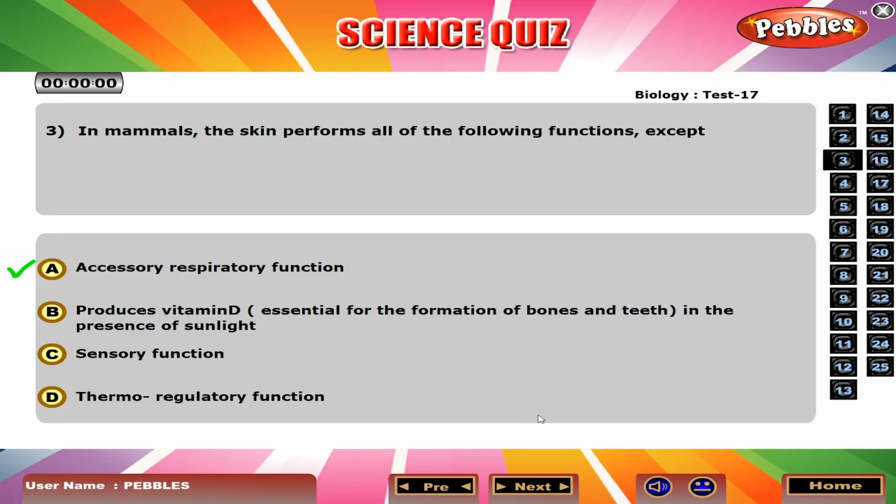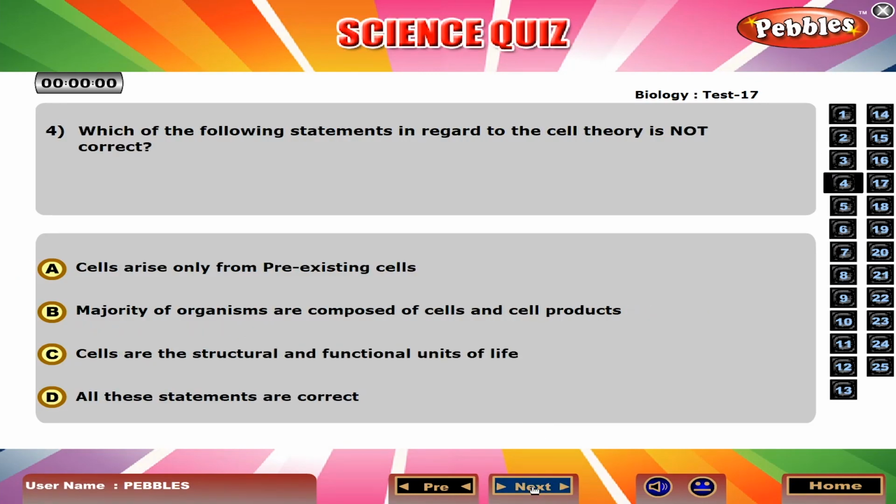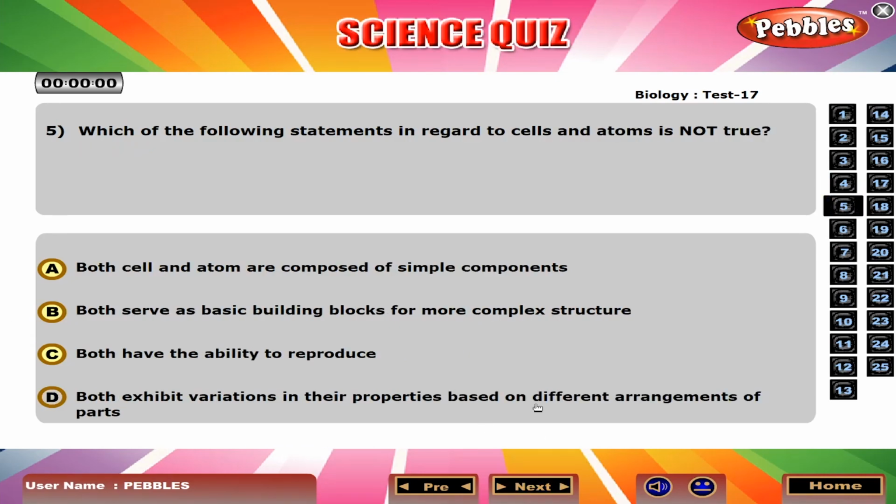A. Accessory respiratory function. Which of the following statements in regard to the cell theory is not correct? B. Majority of organisms are composed of cells and cell products. Which of the following statement in regard to cells and atoms is not true? C. Both have the ability to reproduce.